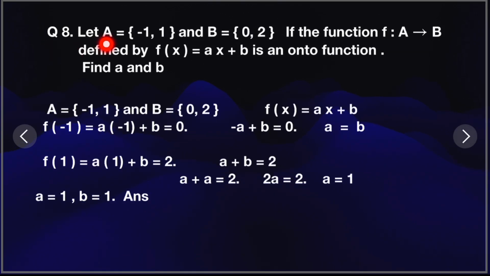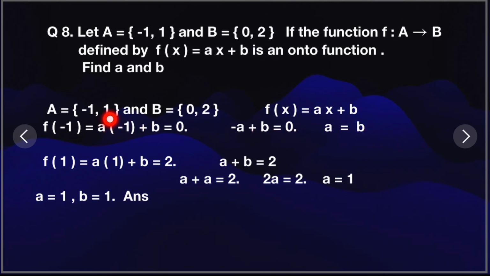Question 8. Let A is equal to minus 1, 1, B is equal to 0, 2. The function f from A to B is defined by f(x) is equal to ax plus b is an onto function. Find a and b. So here is the set A, minus 1, 1, B is equal to 0, 2, and this is the function. So f of minus 1. So put x is equal to minus 1, it becomes minus a plus b is equal to 0. This is the image, 0. So a is equal to b.